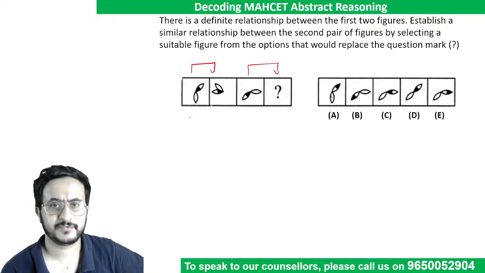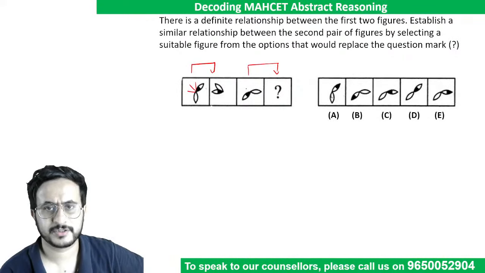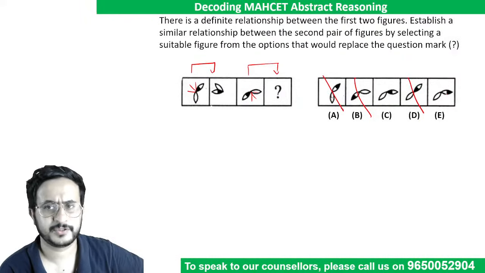So if we see the relation, what is happening in this is the shaded one, let's see the movement. So 1, 2, 3, right? So it will move 3 spaces in the anti-clockwise direction. So in this, the shaded one should be on this side. So you can eliminate these options. You're left with 2 options, right?